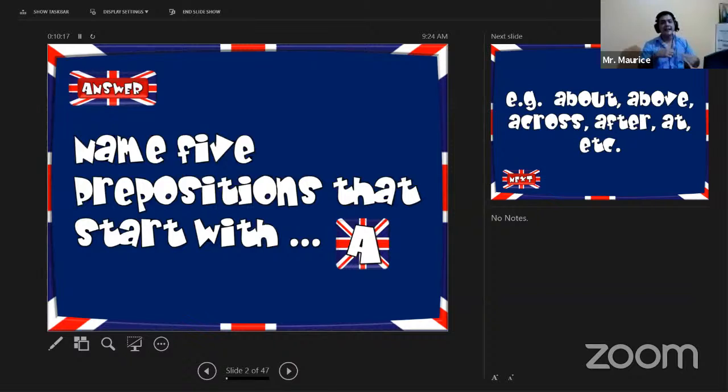Okay, this is the letter A. Here, we're going to write 5 prepositions that start with the letter A. So in the piece of paper or your notebook, en su cuaderno, donde usted va a escribir preposiciones. En inglés is prepositions. Vamos a aprender 5 preposiciones que empiezan con la letra A. 5 prepositions that start with the letter A. All right, let's see it.